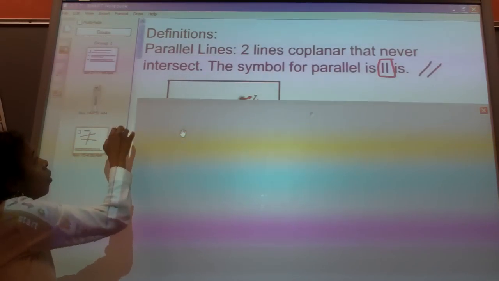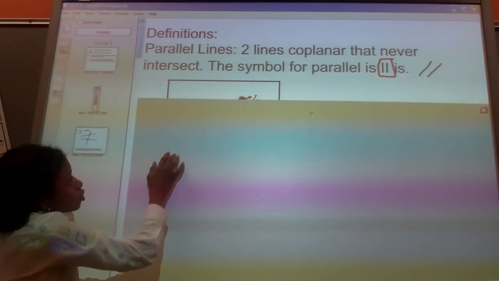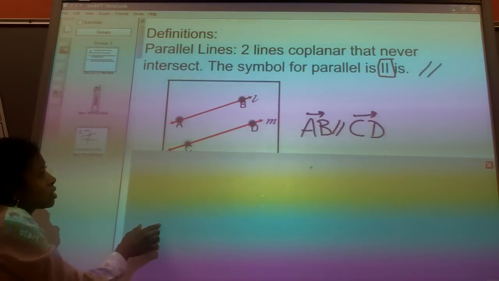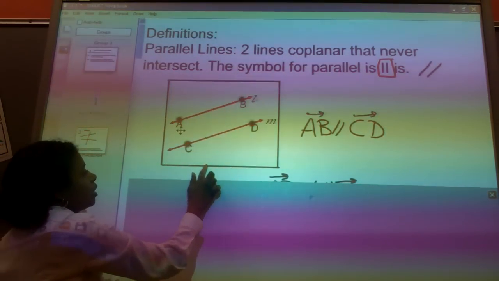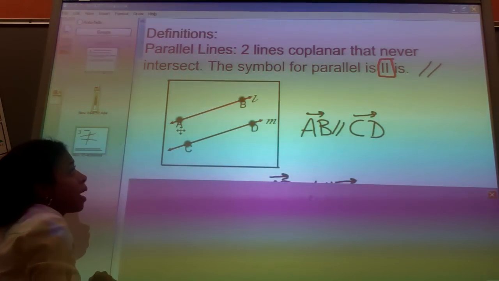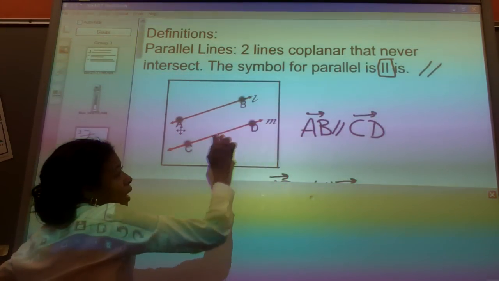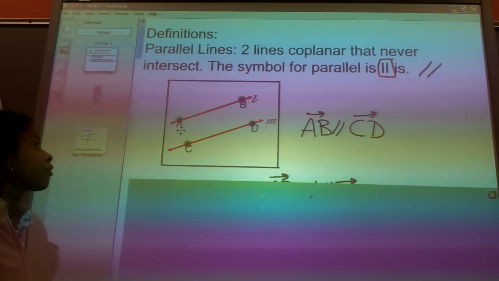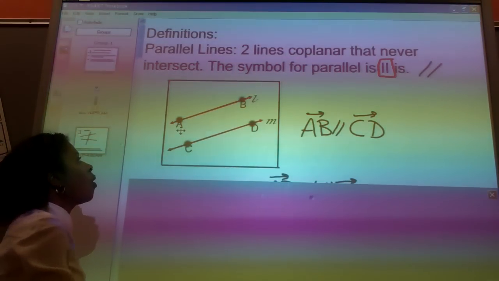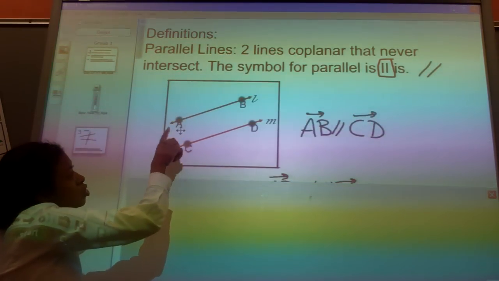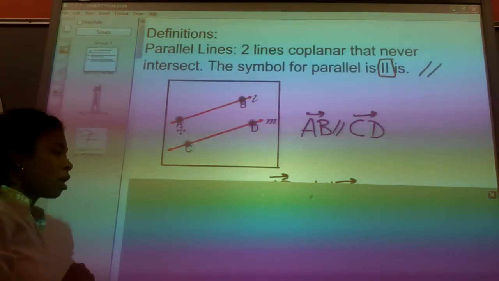To begin, we're going to start with parallel lines, which are two lines that are coplanar that never intersect. So if this is my plane here, the rectangular shaped box, I have two parallel lines. Line L and line M, they are parallel. They will never touch one another. Or I can call this line AB and line CD. These two are parallel to one another.